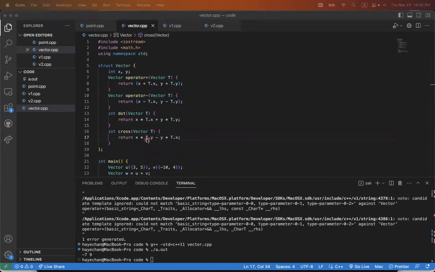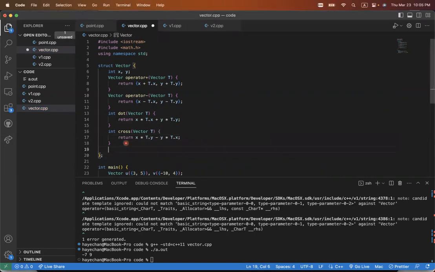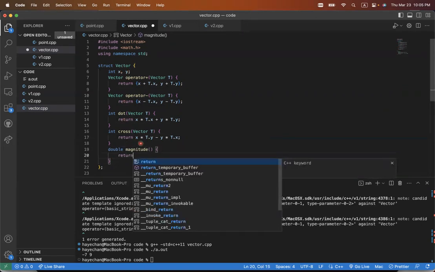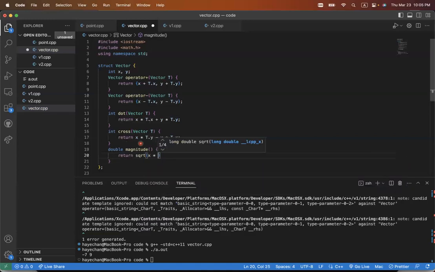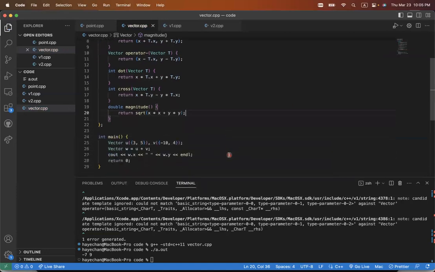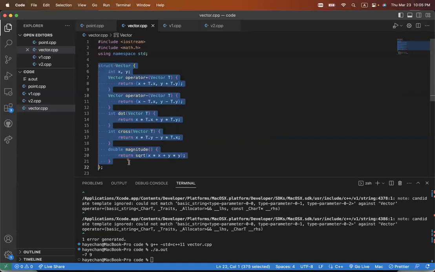Yep. Another function that's usually pretty useful is magnitude. It's going to be double because we have to take the square root. It would return the magnitude of this vector based on x and y values: square root of x times x plus y times y. The length of the vector, basically. Okay, so we have this whole vector struct built in, and then we're going to be able to use it.